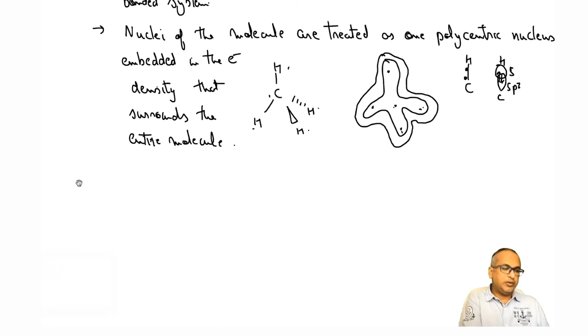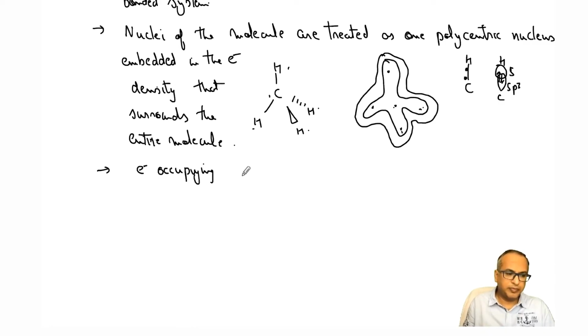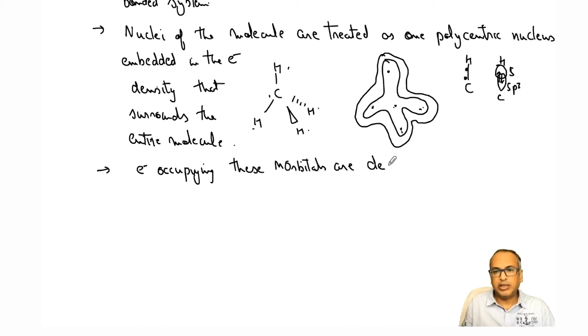Okay, so now let's also look at what the basic idea is. We can say that the electrons occupying these orbitals, we can say molecular orbitals, are delocalized over the entire molecule.